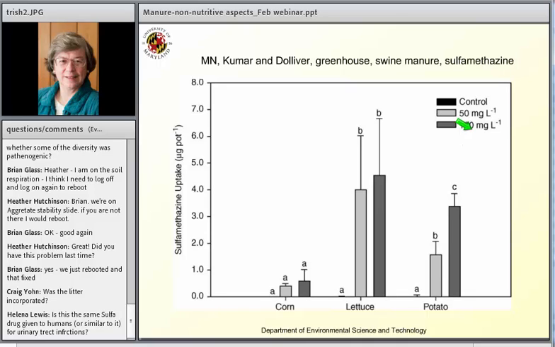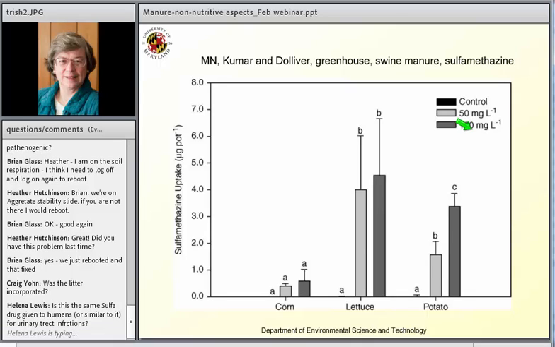Is this used in humans? Yes. It is used in humans. And yes, it is used for urinary tract infections. So this is an example of an antibiotic that is used both in the human population and in veterinary medicine.